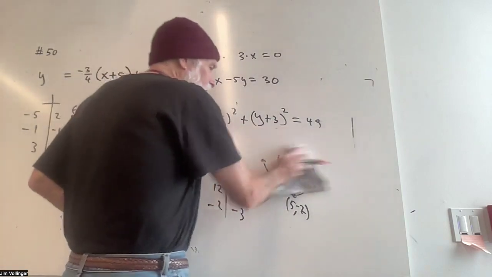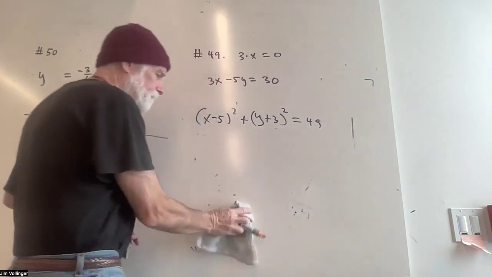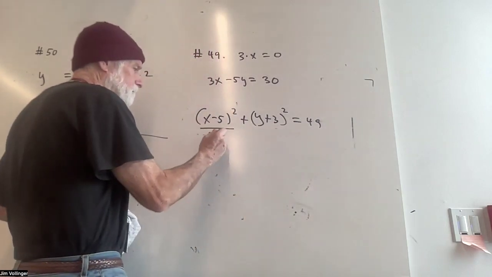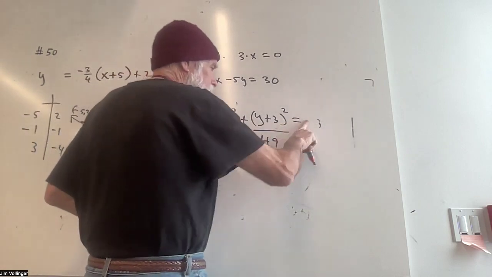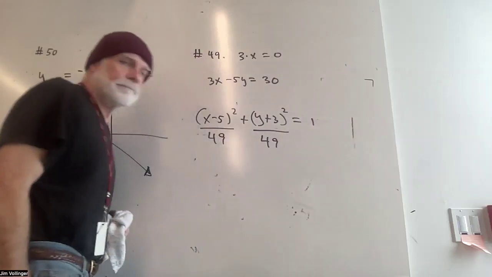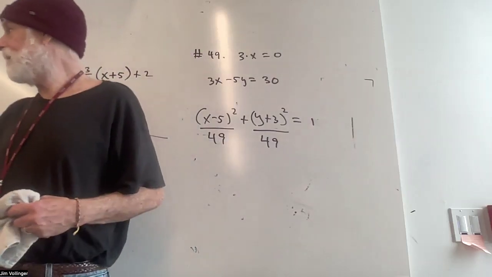Okay, what happens if I divide everything by 49? What do you get for a graph? You're going to get the same graph.